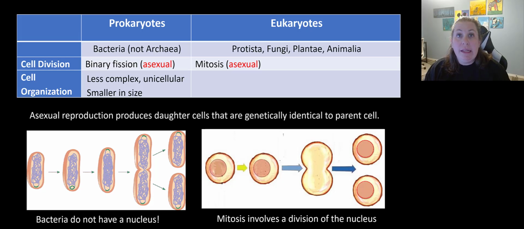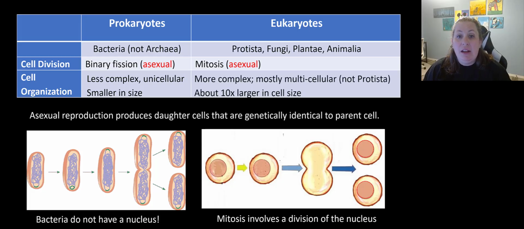So cell organization, when we look at prokaryotes, they are going to be less complex. They're normally going to be unicellular organisms, and they're smaller in size when compared to eukaryotes for the most part. Eukaryotes, because they contain all those organelles, are more complex. They're going to be mostly multicellular. Now, again, protista is an exception.